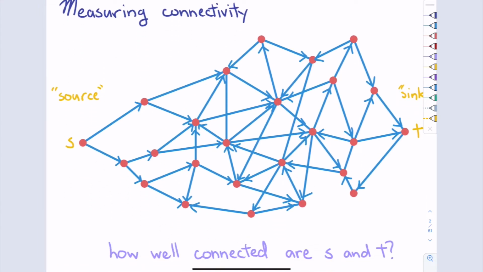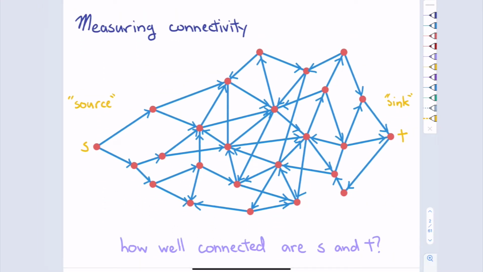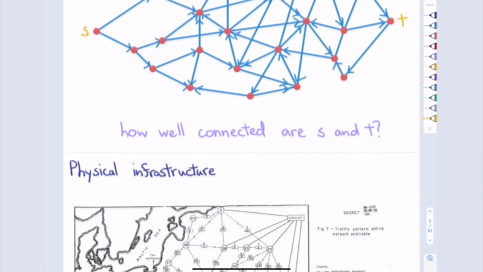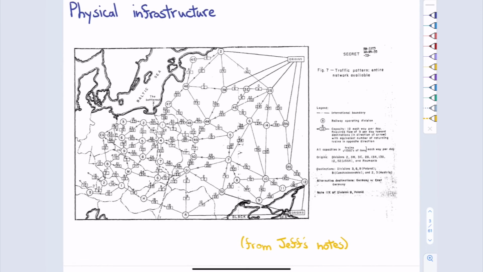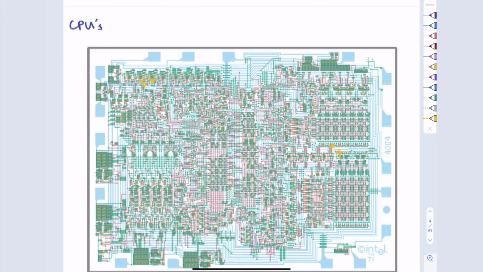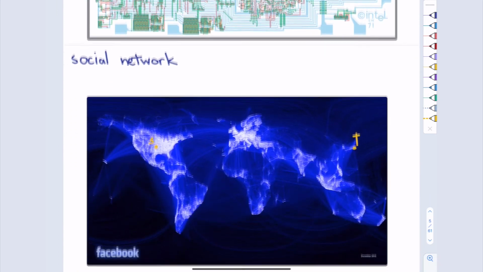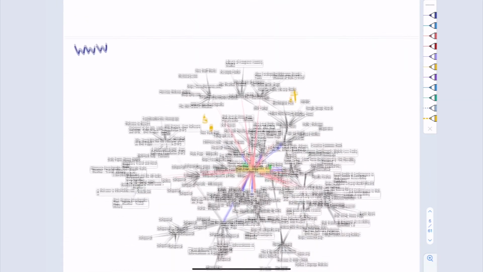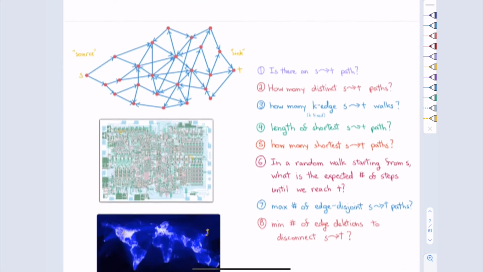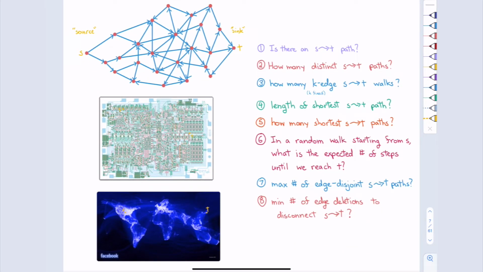Right, so last class we were looking at this general question of trying to identify how well connected two vertices are in a network, which has many natural applications, from infrastructure to connecting parts of a CPU to analyzing social networks, analyzing the World Wide Web, right? And of course, there are many different ways to formulate this general question, and the value may depend on the application.